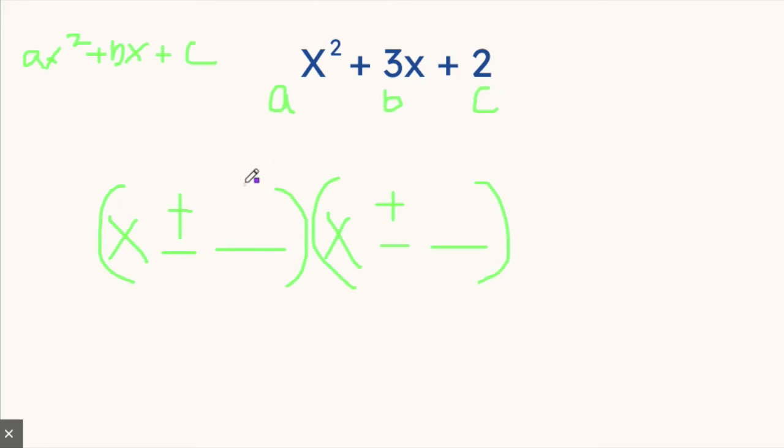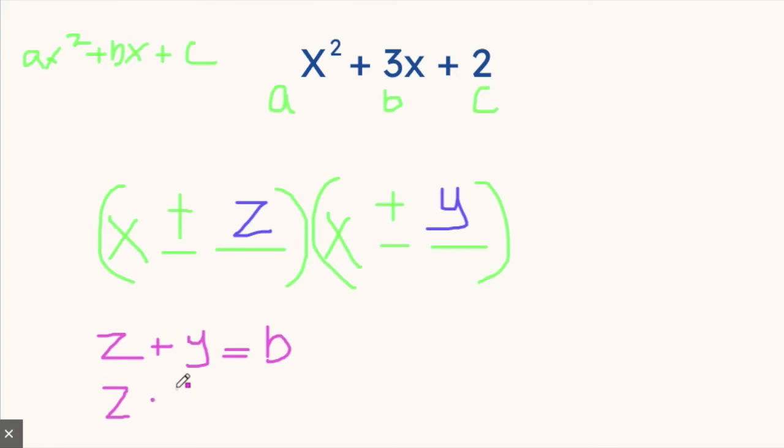Let's say, for the sake of explaining it, this number is z and this number is y. The rule is, when you add these two numbers, when you add z and y together, you're supposed to get b, the coefficient of this x. But when you multiply these two numbers, you're supposed to get c. So how do we use this rule to factor this question?